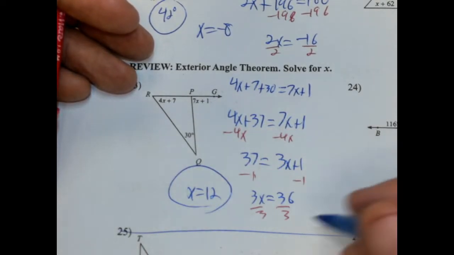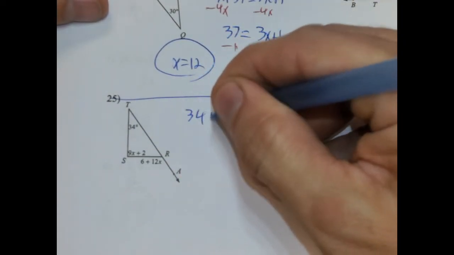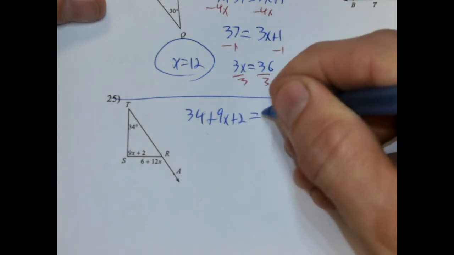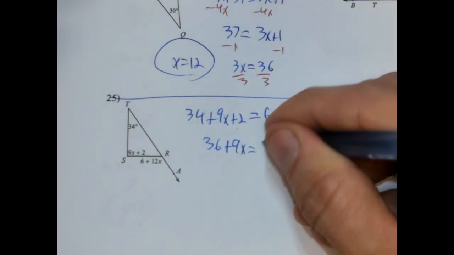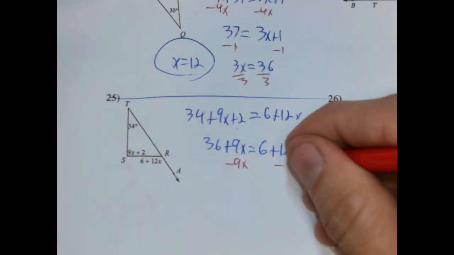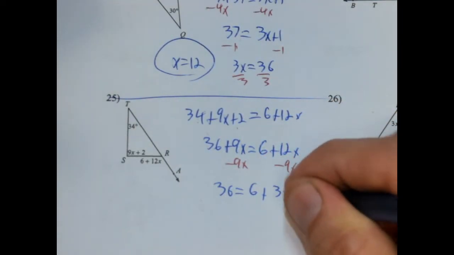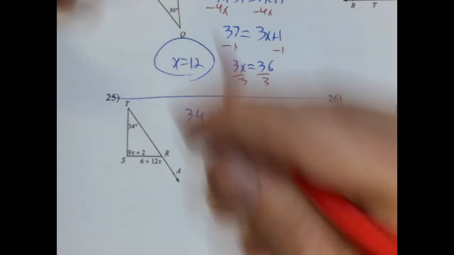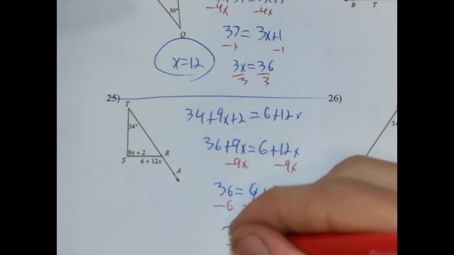Okay, last one. We're going to solve this the exact same way. So 34 degrees plus 9x plus 2 is equal to 6 plus 12x. Combine our like terms, just 34 and 2. So 36 plus 9x equals 6 plus 12x. Let's get the variables on the same side, so subtract 9x from both sides. 36 equals 6 plus 3x. Subtract 6 from both sides. 3x equals 30. Divide both sides by our coefficient, which is 3, and x will be equal to 10.